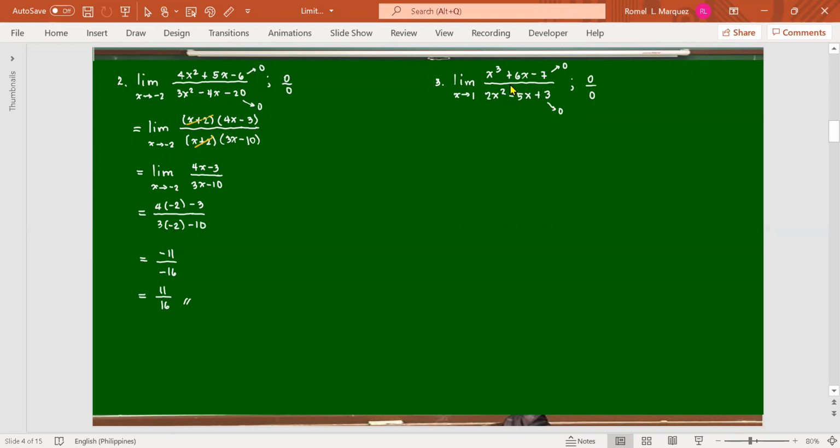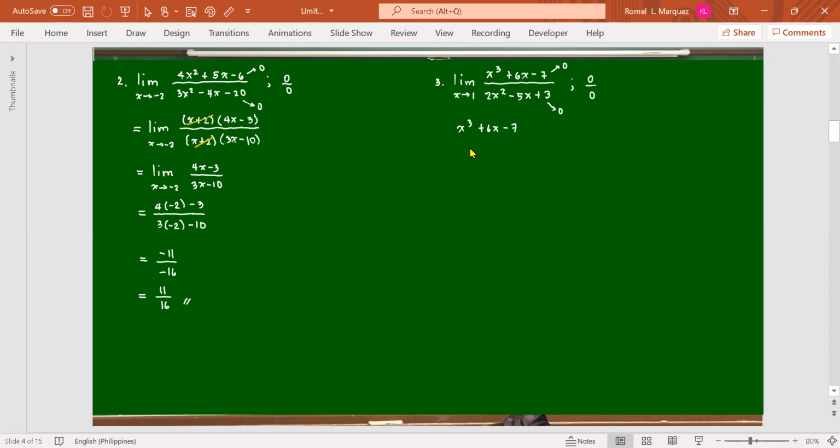We have to express the numerator and denominator in factored form, no? But the numerator is not easy to factor, no? So we can apply synthetic division in factoring the numerator. So let's have that. So 1 for the numerator. So we have x cubed plus 6x minus 7.